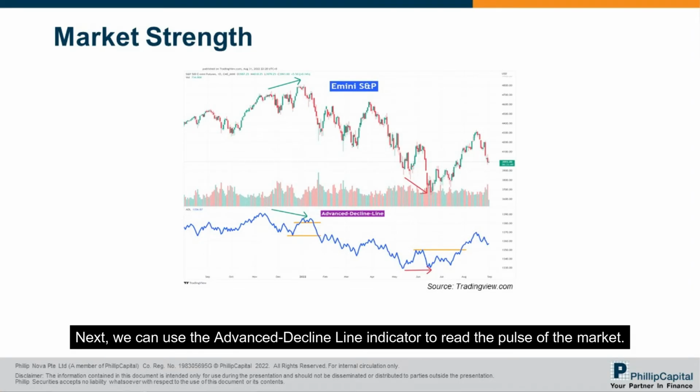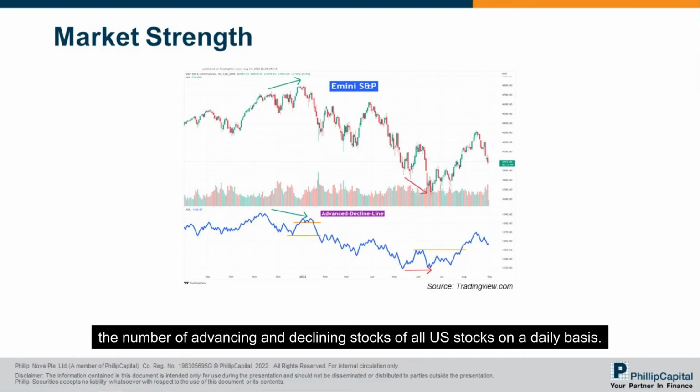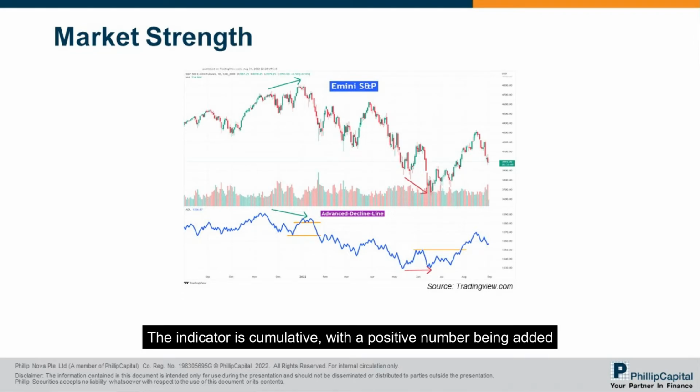Next, we can use the advance-decline line indicator to read the pulse of the market. ADL is a technical indicator that plots the difference between the number of advancing and declining stocks of all US stocks on a daily basis. The indicator is cumulative, with positive numbers being added or negative numbers subtracted from the prior number.